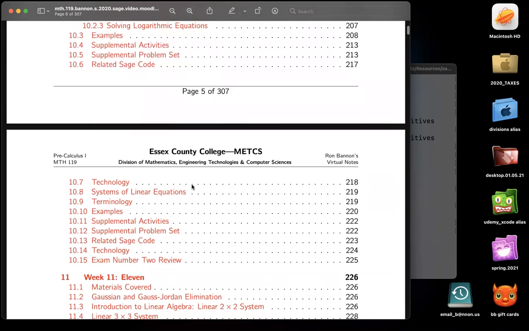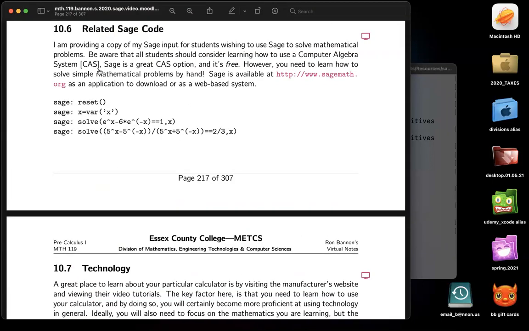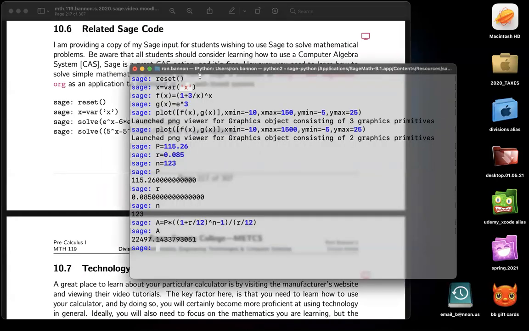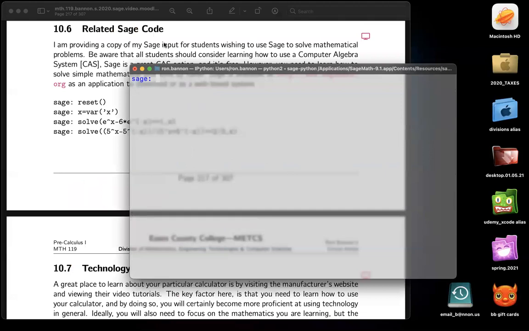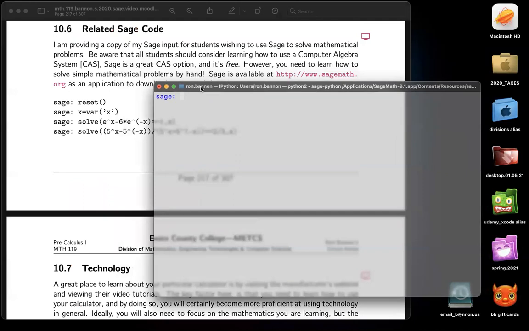Now, I want to point out there's two sections of related Sage code. So there's 10.6. I'm going to click on that. And I just want to quickly go through this with you. And again, I'm using a software product, a Sage that's installed on my computer.